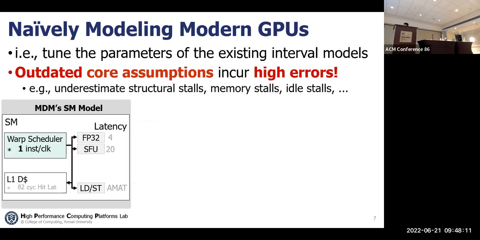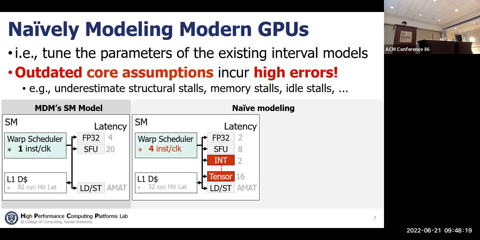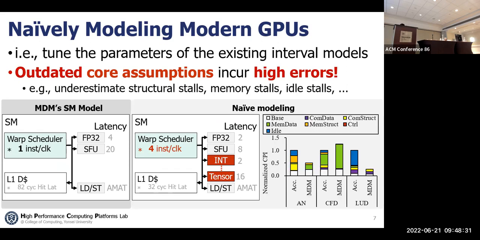To apply interval analysis to modern GPUs, we tried to simply adjust the tunable parameters of the existing model, MDM. The issue rate can represent multiple warp schedulers at the SM, and several new functional units can be represented with their latency. Unfortunately, it still suffers from large modeling error with modern GPUs.